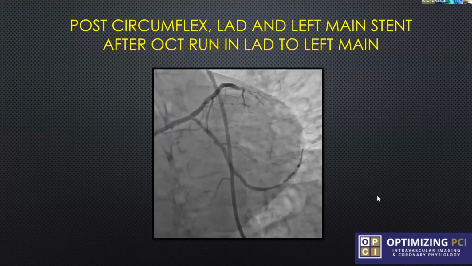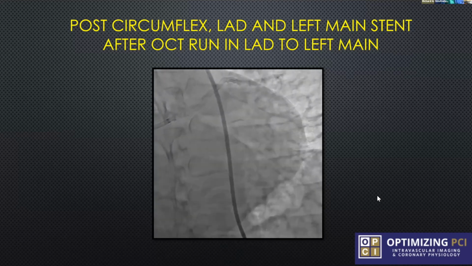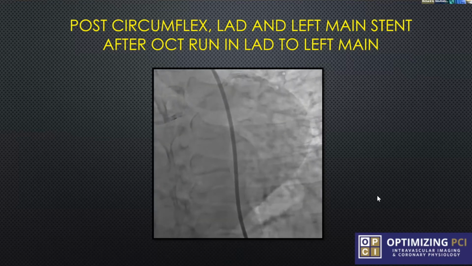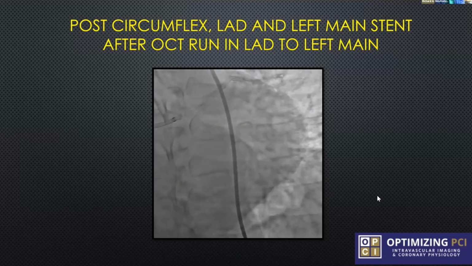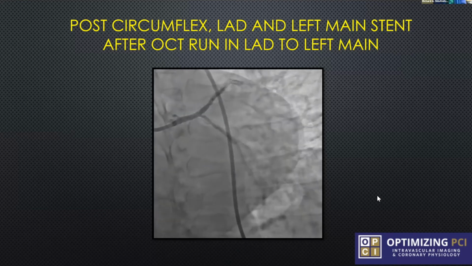Now, I jumped ahead here because I'm going to get to the interesting parts. So here, I already went and I OCT'd the circumflex, and I see that the mid circumflex to the distal circumflex, we have a great result. And the proximal circumflex by the ostium is not significantly obstructed. The areas are greater than 4-5.